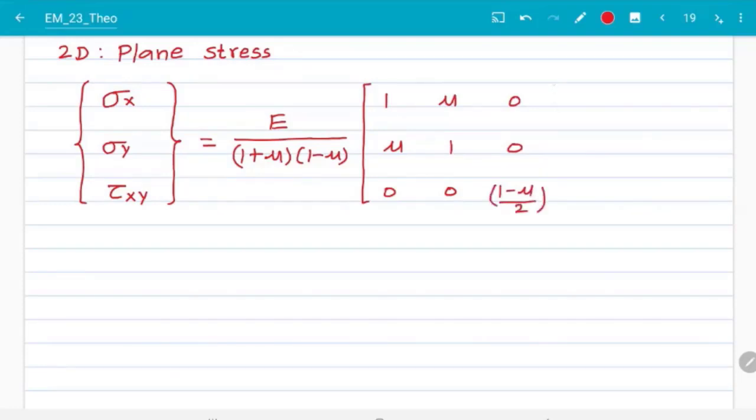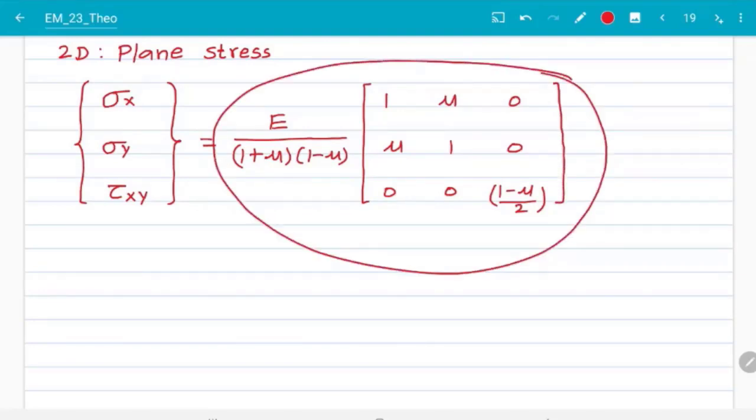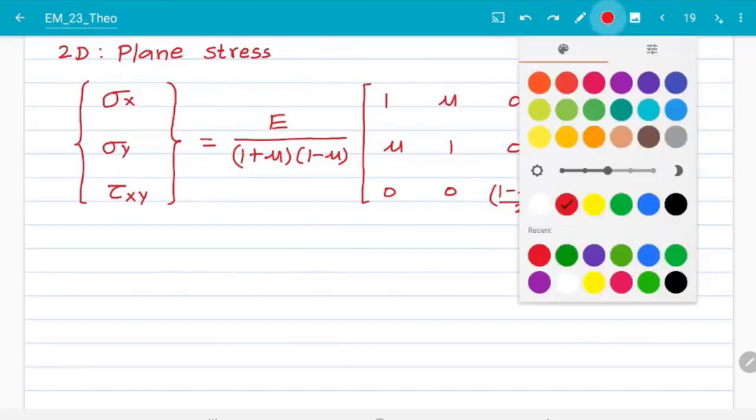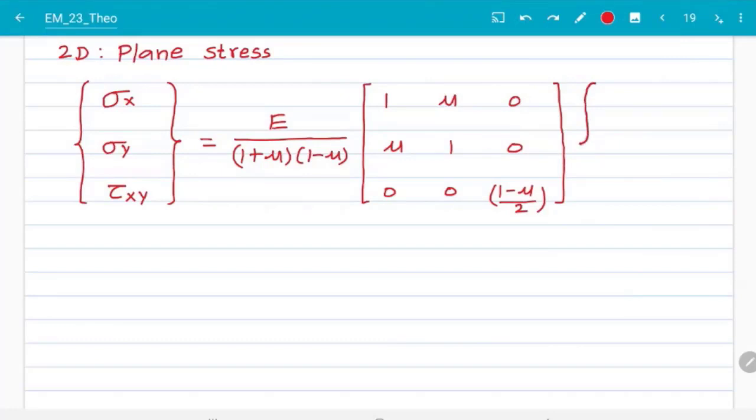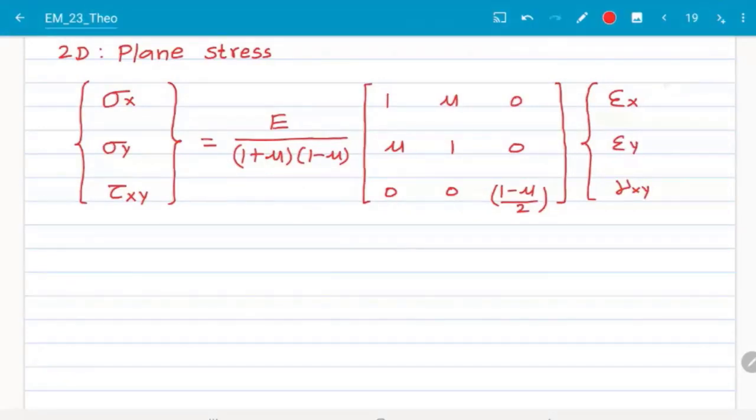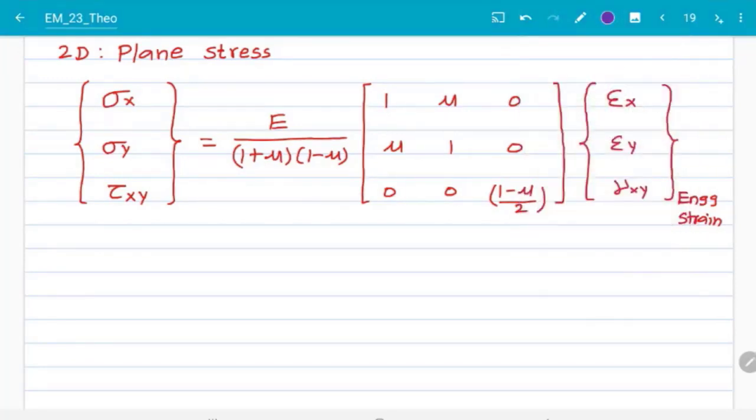Right. See, combined, this is a stress strain relationship matrix. Then strain: epsilon x, epsilon y, gamma xy. It is an engineering strain. Okay, right. It is Hooke's law, 2D Hooke's law.